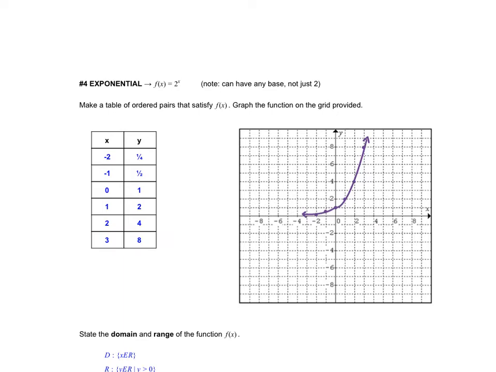Now for my table of values, I picked the regular values from -2. This time I went to 3, not just 2, and I plugged it into my equation. So 2 to the power of -2, up to 2 to the power of 3, to get my y coordinates.